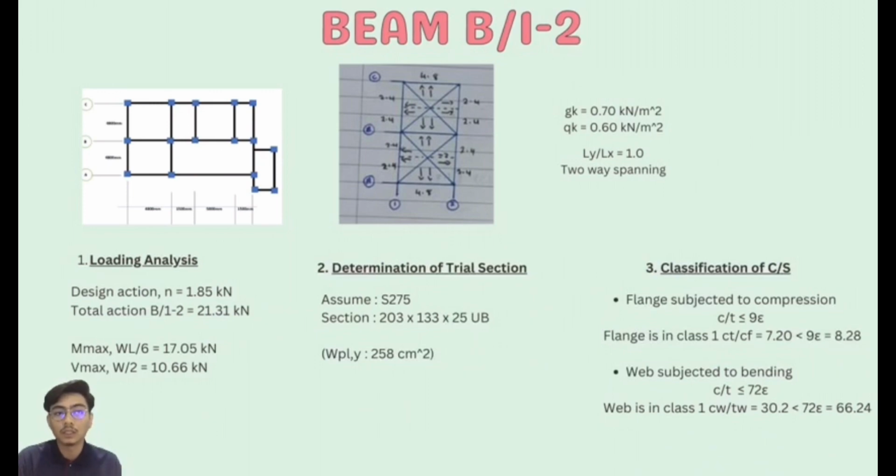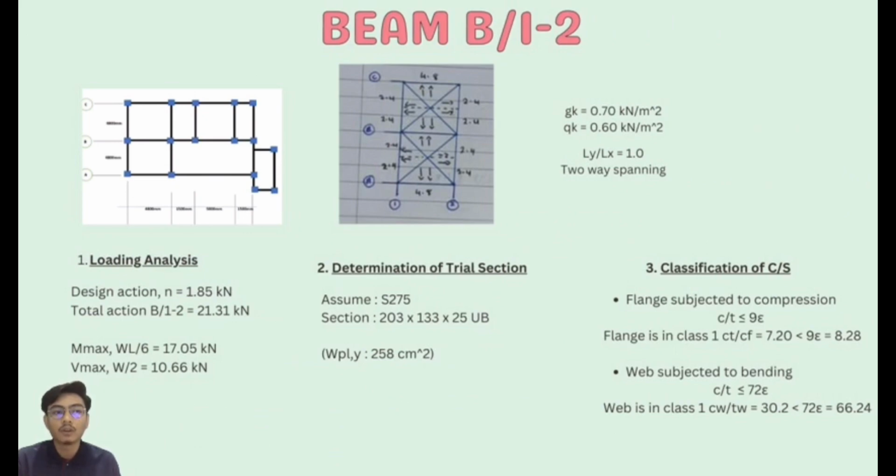For this slide, I will present about beam B over 1 2. For the GK is 0.70 kN per meter cube, and for the QK is 0.60 kN per meter cube, and for the Ly over Lx is equal to 1.0. That means two-way spanning. You can see the diagram over here.